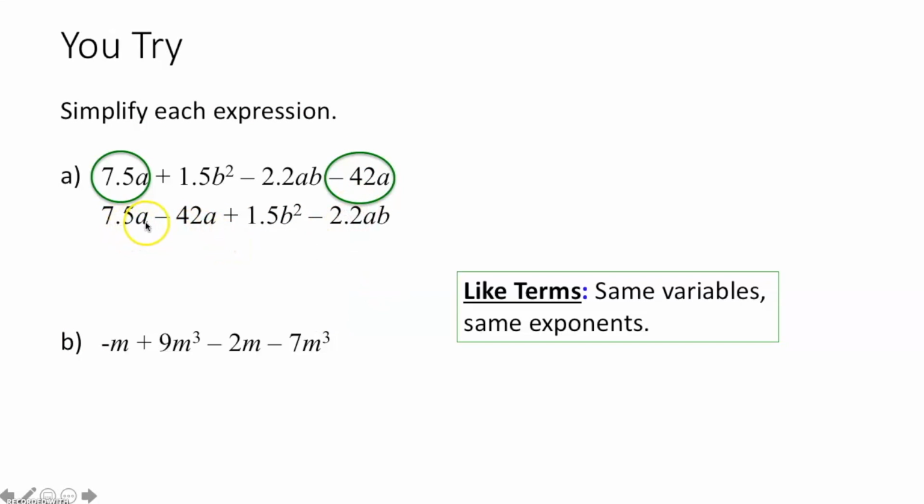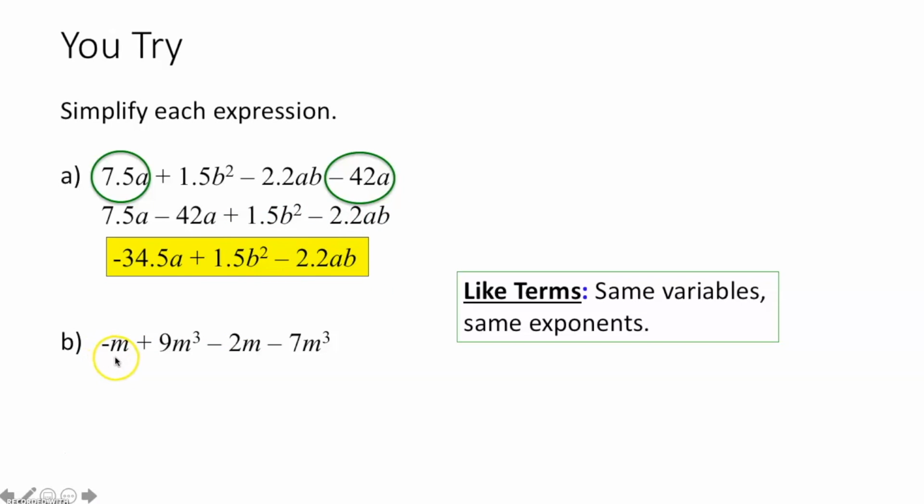What is 7.5a minus 42a? Again, it's going to stay as an a. We're just changing the numbers out front when we add or subtract. So 7.5 minus 42, this is going to be negative 34.5a. These two would not be considered like terms, so you just rewrite those and you're done.